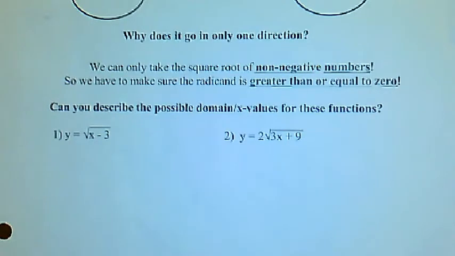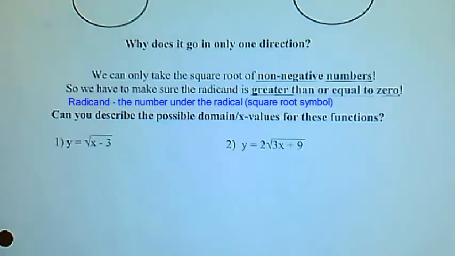So make sure that the radicand is greater than or equal to 0. Okay? And the radicand is the number, let me type this up. So the radicand is the number under the radical, and a radical is just the square root symbol. Okay? So now what we want to do is we want to describe the possible domain or x values for the function y is equal to the square root of x minus 3.